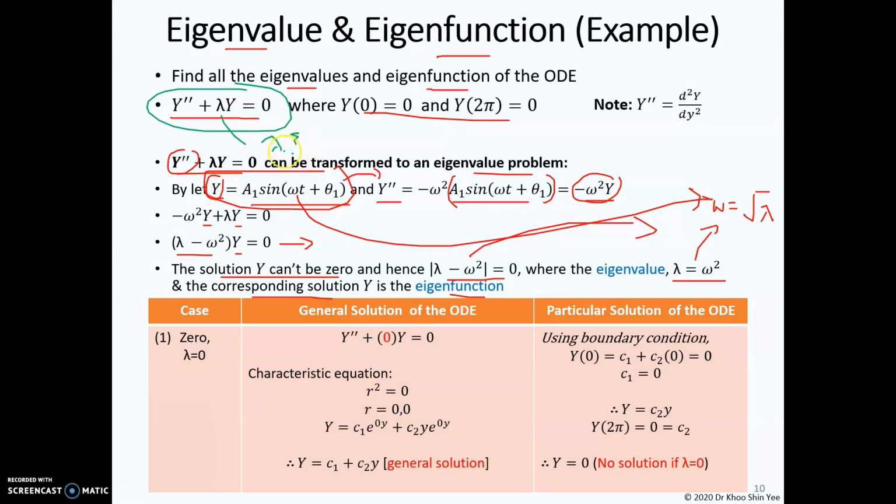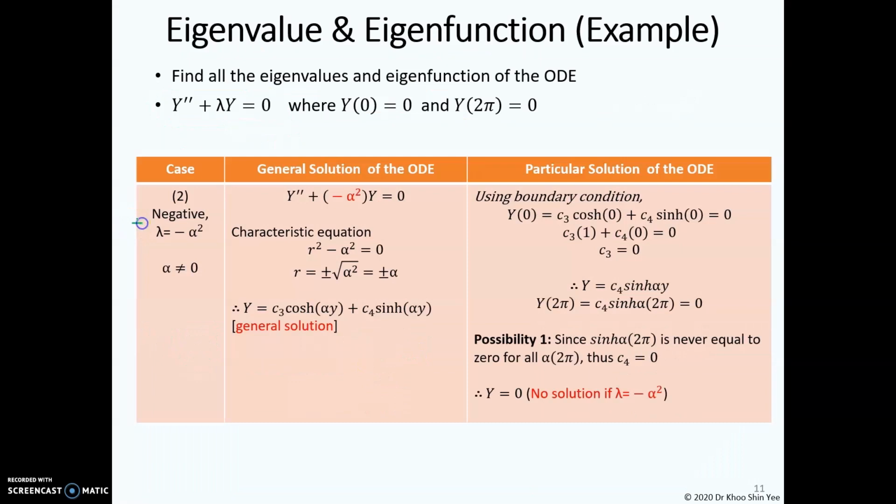Therefore, we need to assume the lambda to be 3 cases. For the first case, you need to assume the lambda equal to 0. So substitute 0, you obtain your y double prime equal to 0. Lambda might be a negative value, so we assume it to be negative alpha square, where the alpha is greater than 0. After you substitute the lambda equal to negative alpha square inside, this is the ODE that you are going to solve in the second case.